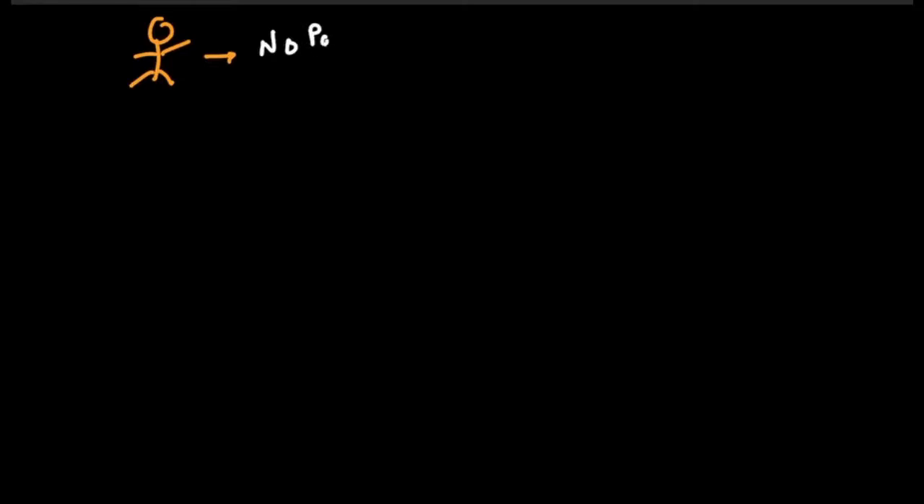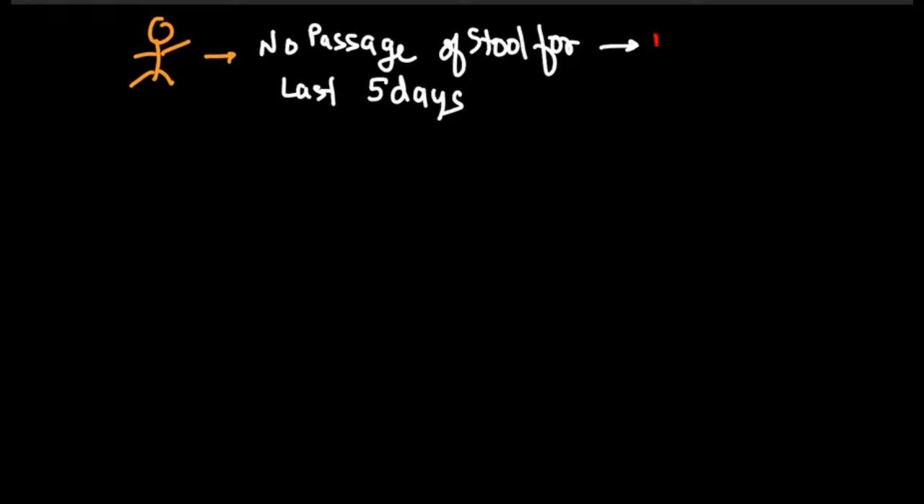Okay, so let's say there is no passage of stool for, let's say, the last 5 days. If you go and examine this particular patient, what will you find? You will find that there is an abdominal distension.